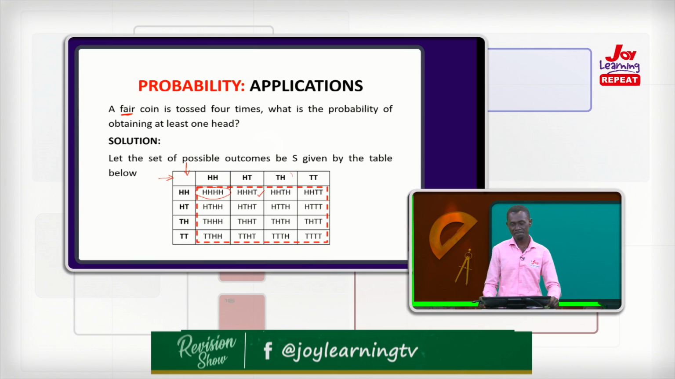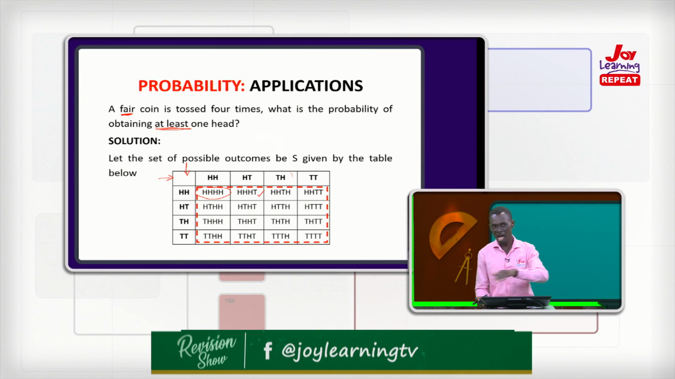The question is asking for, what is the probability of obtaining at least one head? Keyword, at least. What does at least mean, Wisdom? How will you manage to get one head? No. At least will mean one or more. Wisdom, do you get that? Yes. So that phrase at least means the minimum, one.